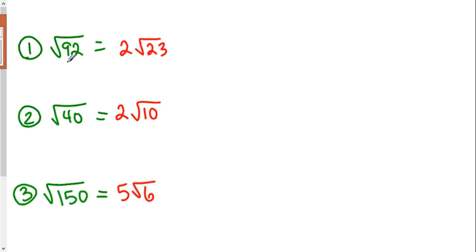Radical 92, or square root of 92, would simplify down to 2 times square root of 23. Radical 40, or square root of 40, would simplify down to 2 radical 10. And number 3, square root of 150 would go to 5 square root of 6.